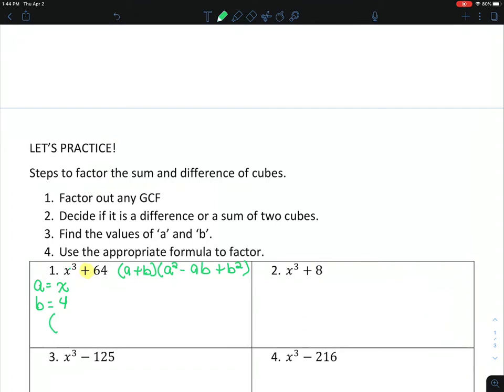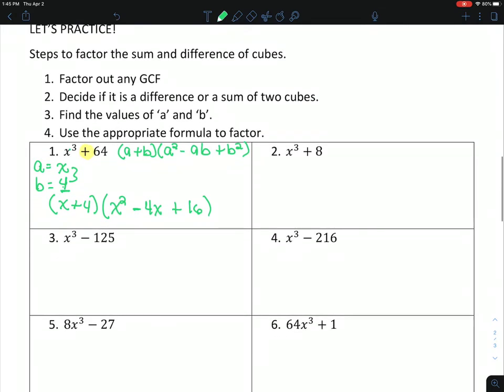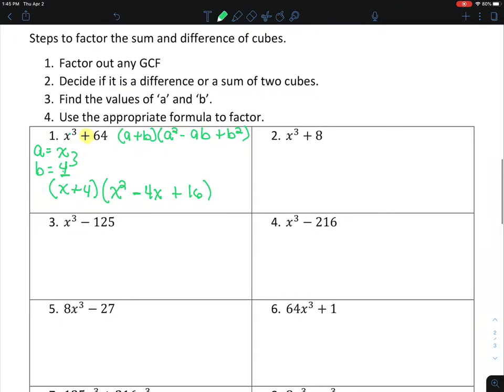So it's a plus b, so that's x plus 4. A squared, x squared, minus, I am multiplying these two together. I multiply those two together, so 4x plus, then I have to square the 4. And that's where most students make their mistake, is forgetting to square that 4. Okay? Let's do the next one.